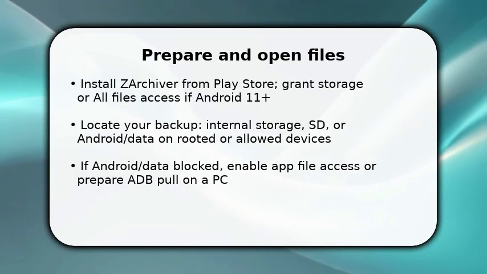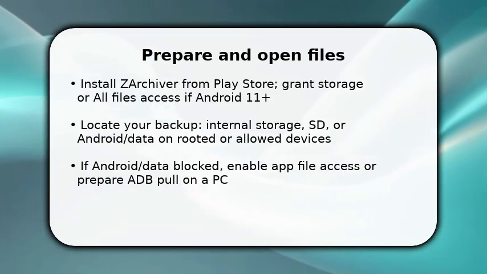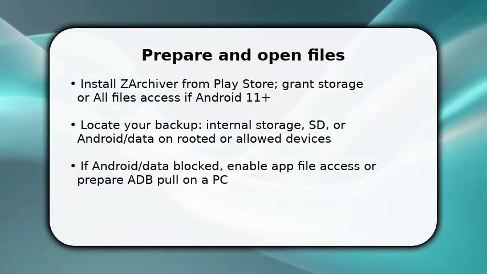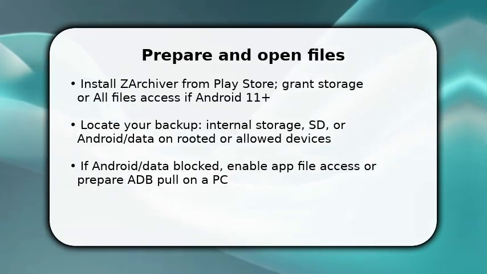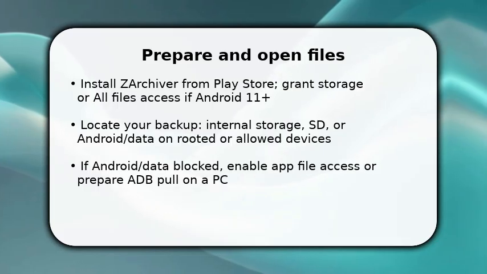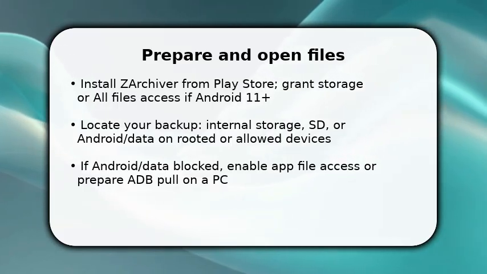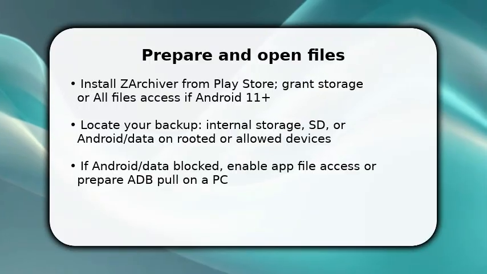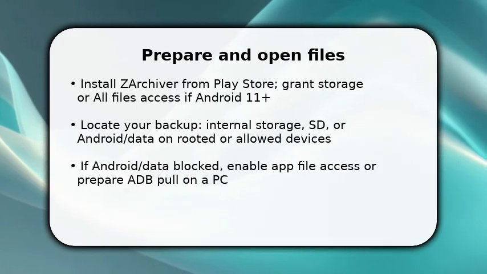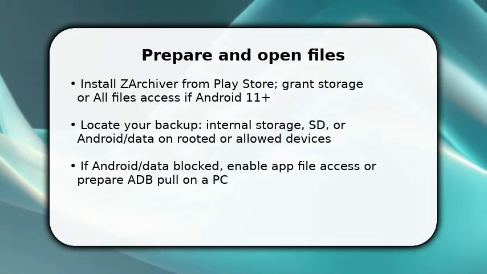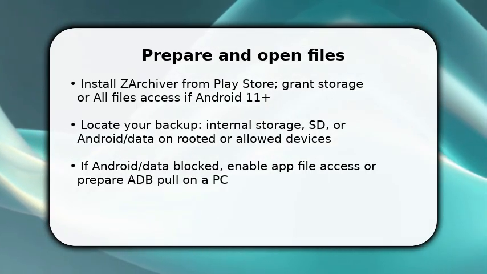You start by preparing the environment. Install Zarchiver and grant it storage permission. Once done, navigate to the folder where the Android/data archive or backup lives: internal storage, SD, or a mounted path. If your device blocks Android/data on Android 11 and up, make sure to enable all files access for Zarchiver or plan an ADB pull from a PC.